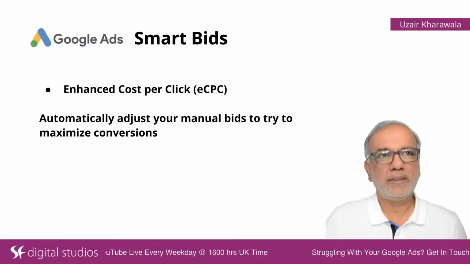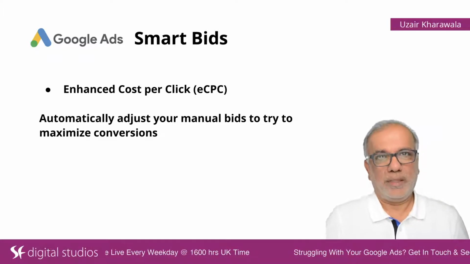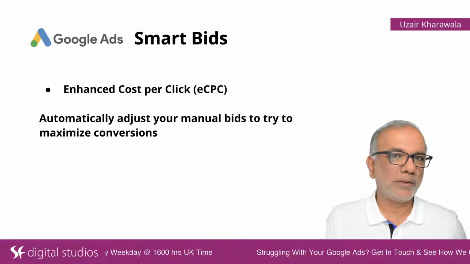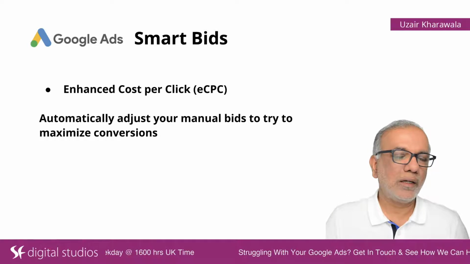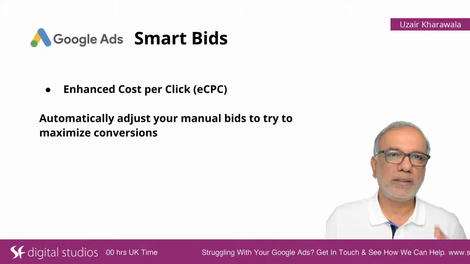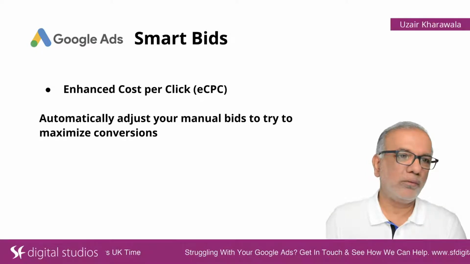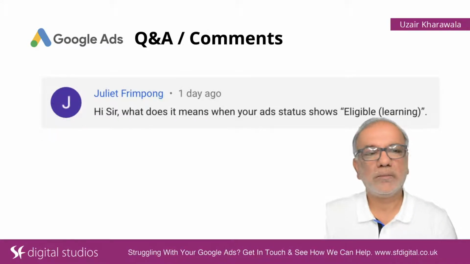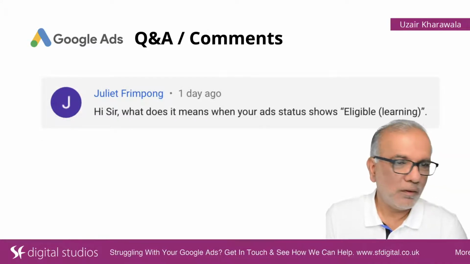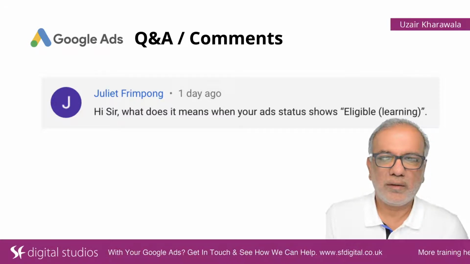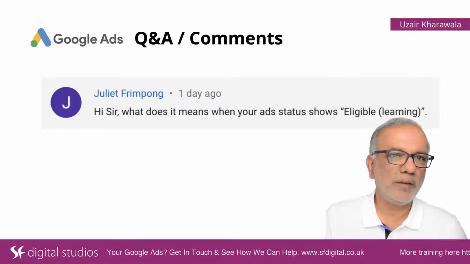And enhanced CPC is again going to be bidding very aggressively in front of your target audience to get that click. It does not look at the conversions. What it does is want the ad to be shown and get the click to your website to maximize your conversions.